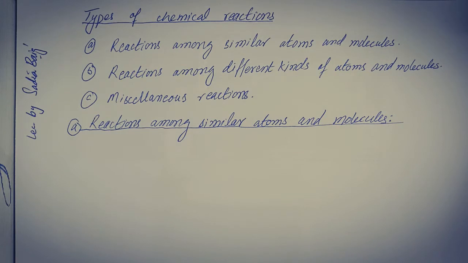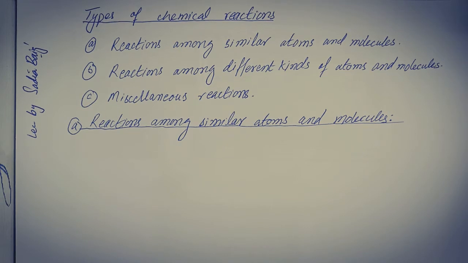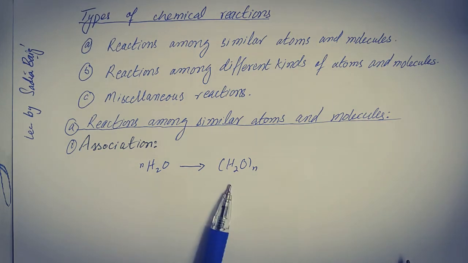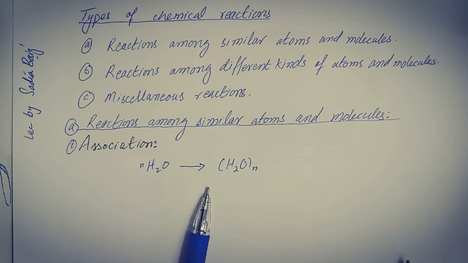So let's first discuss the reactions among similar atoms and molecules. These kinds of reactions are further categorized into different types, in which the first one is association. In such reactions, two or more molecules combine together to form large aggregates. There is no change in the chemical characteristics of the substance as a result of association.